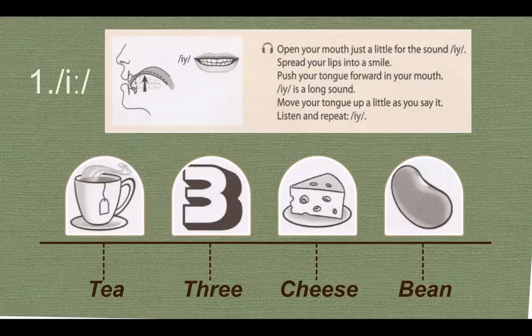We have the sound /i:/ like in tea, tree, trees, and bean. Okay, so let's practice again. We have /i:/ in tea, tree, trees, and bean. Okay, so here is the first vowel sound, a long vowel sound. Okay, so move on.